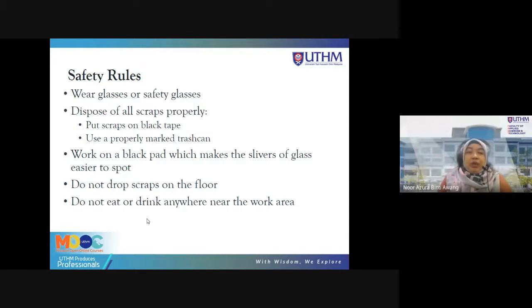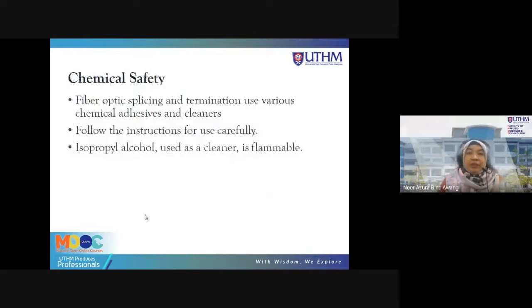Work on a black pad, which makes the slivers of glass easier to spot. Do not drop scrap on the floor, and do not eat or drink in the work area. For chemical safety, fiber optic splicing and termination use various chemical additives to clean the fiber, so please follow the instructions for use carefully. Basically, the chemical is isopropyl alcohol, which is used as a cleaner, but it is flammable.